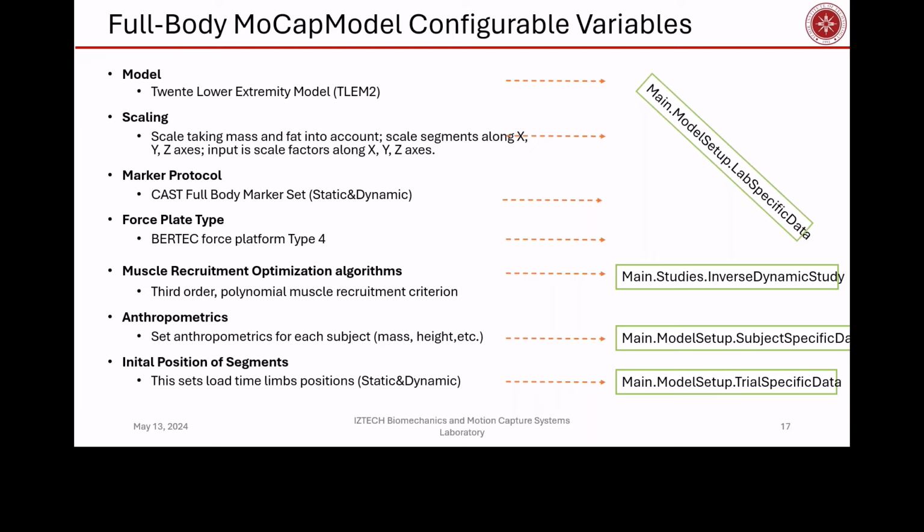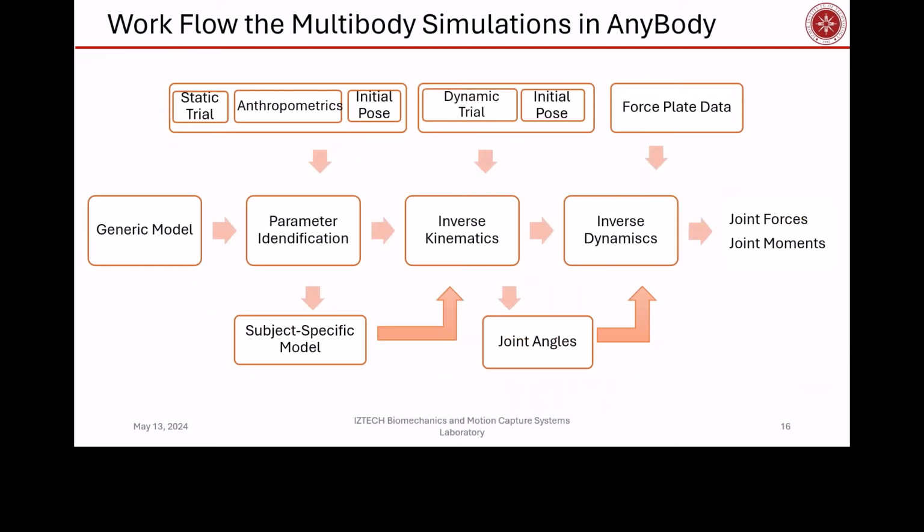Parameter identification. In this sub-step, the model is linearly scaled in AnyBody to develop a subject-specific musculoskeletal model for each individual. Inverse kinematics. Then the joint angles are calculated through the inverse kinematic analysis by using the dynamic trials. Inverse dynamics. Taking into account the calculated joint angles and force plate data, the joint reaction forces and moments are calculated with inverse dynamics and muscle recruitment optimization algorithms.